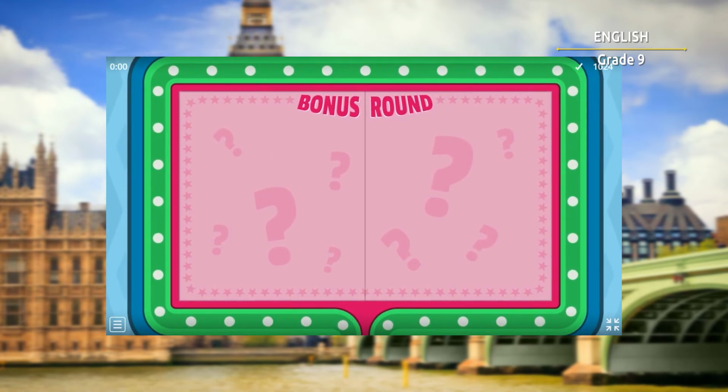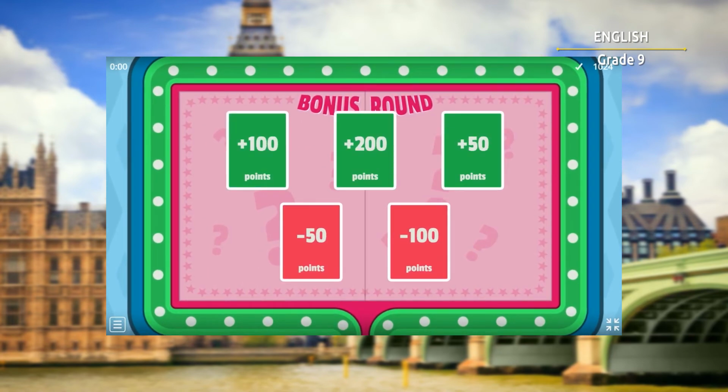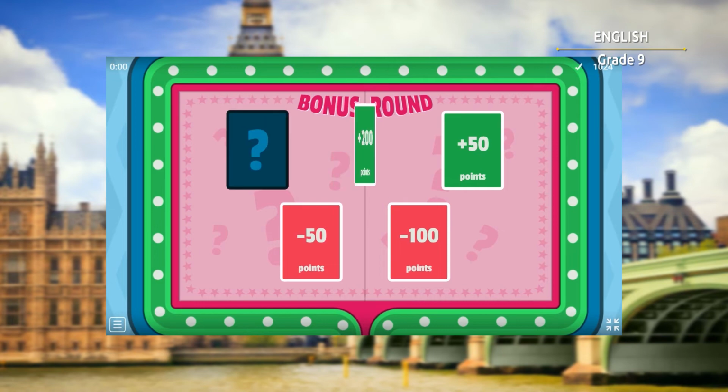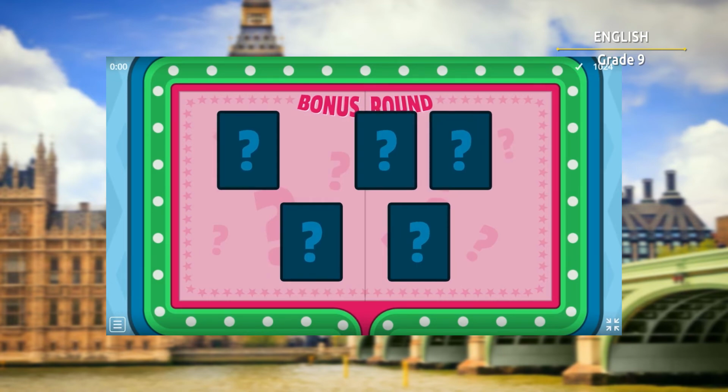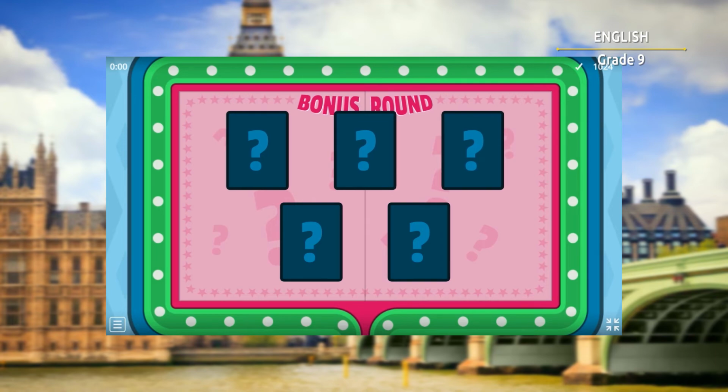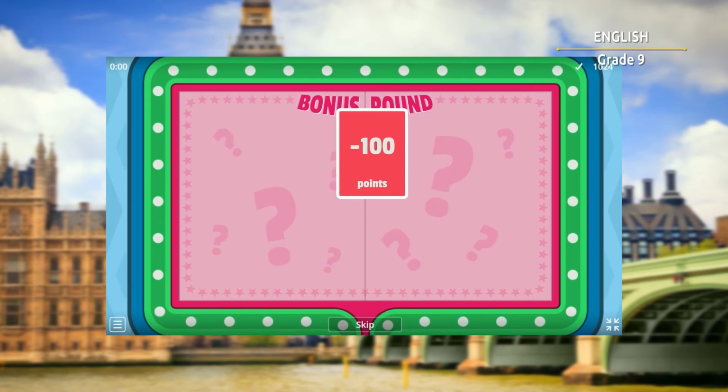Now, next round. What card should we choose? We chose number 3, we chose number 5. Let's choose number 2. Minus 100 points.